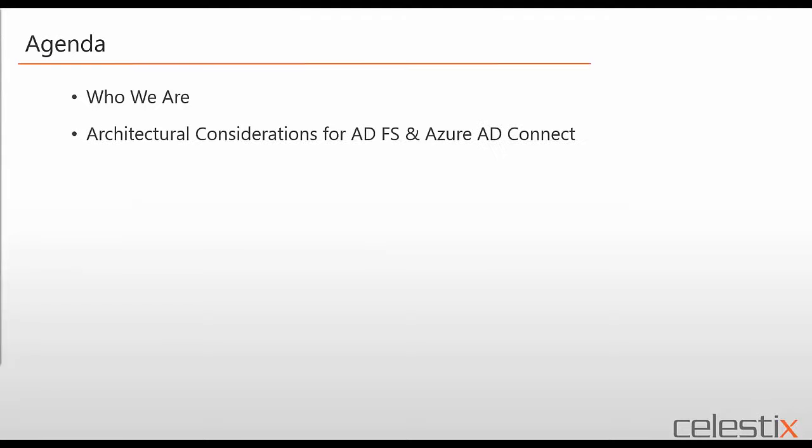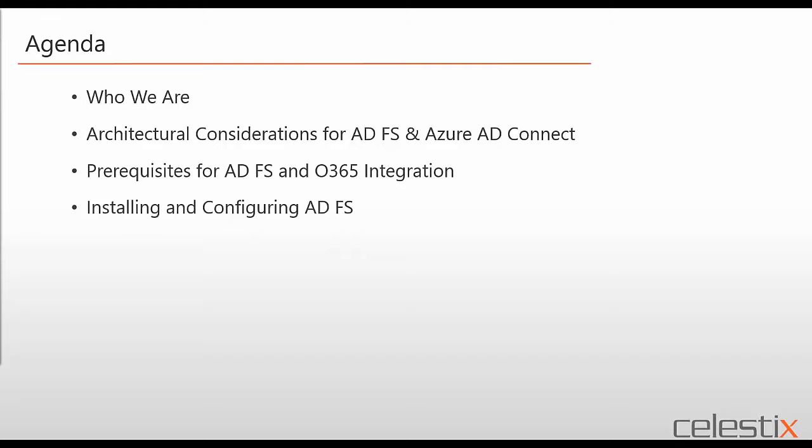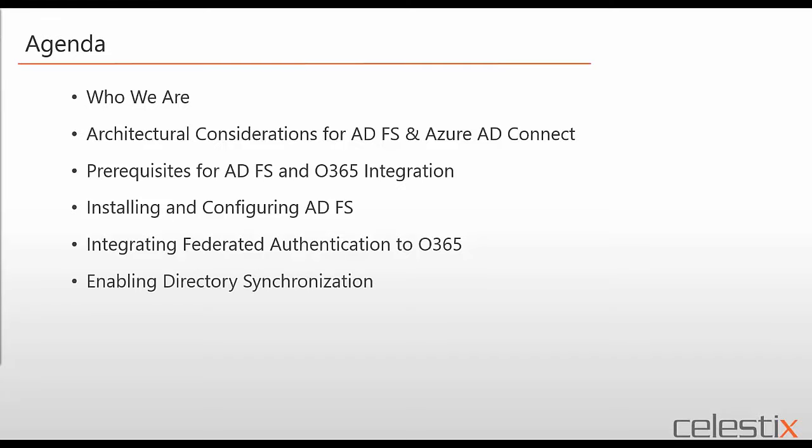So for our agenda today, we'll talk a little bit about who we are, Celestix as a company. We'll talk in general, high-level terms about some of the considerations for Active Directory Federation Services and Azure AD Connect, and we'll spend a little time on how Azure AD Connect plays in that realm. We'll talk about the prerequisites you will need, and about installing and configuring. It's a very straightforward process. We'll talk about integrating the authentication, enabling Dirsync, and summary and next steps. We'll also talk about our Celestix Federated solution and how we can minimize some of those pain points for you, and then wrap up with Q&A time.